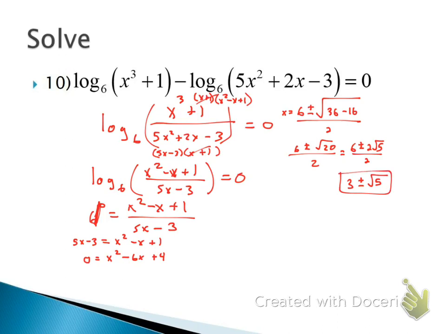Now I'm going to help you out here. I already checked it. 3 plus square root of 5 works obviously for both of them because it's positive. And even though 3 minus square root of 5, let's see, that's like... Guys, type in your calculator. What's 3 minus square root of 5?